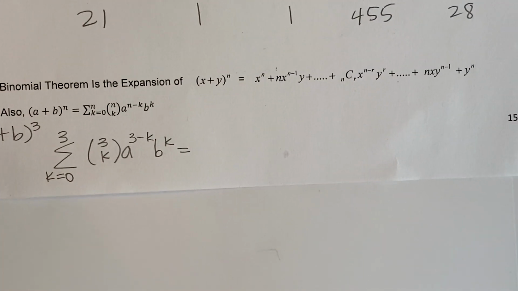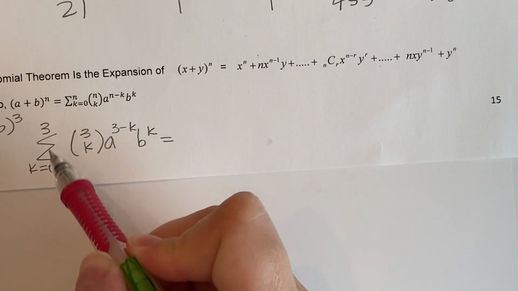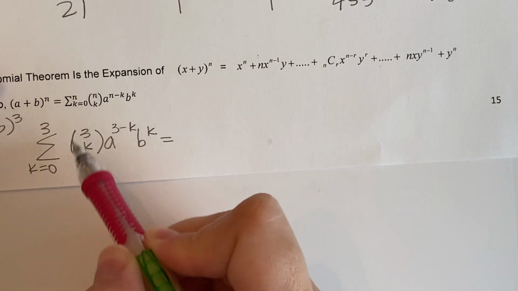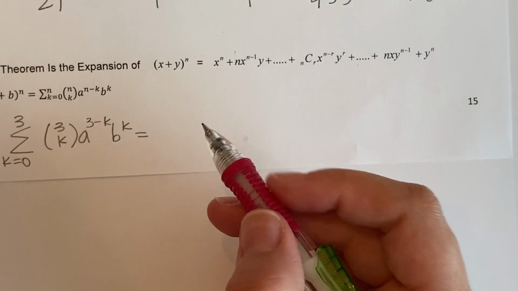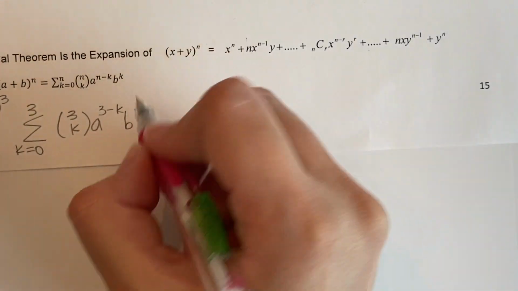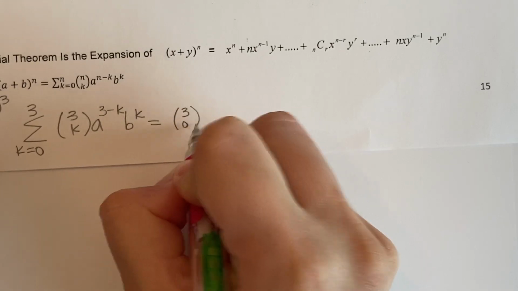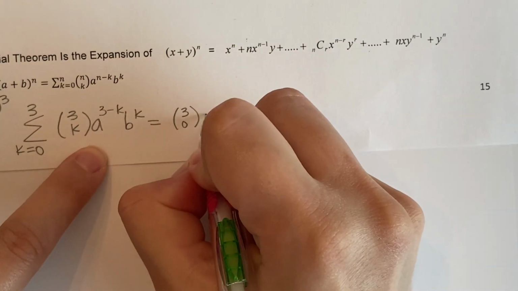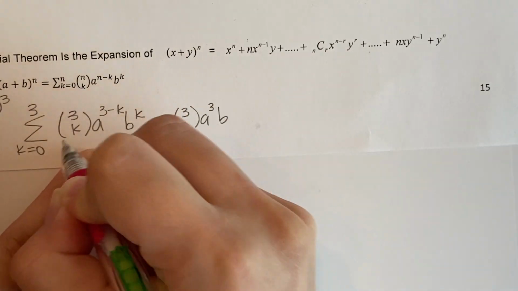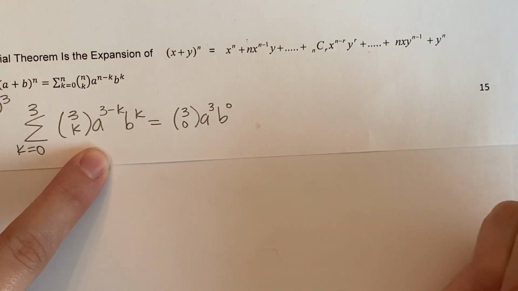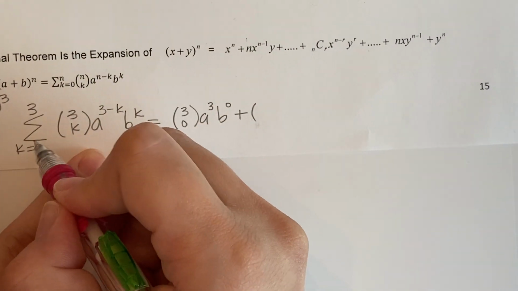All right, so now let's expand this. So remember, when you do summation, you start at 0 and you go all the way to 3. Here is our combination. This section is just these guys. So my first term would start with 3, and k, we're gonna start with 0. And then I'll do a, 3 minus 0 is 3. B, we're using 0 for k right now.